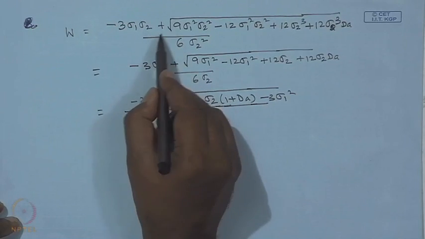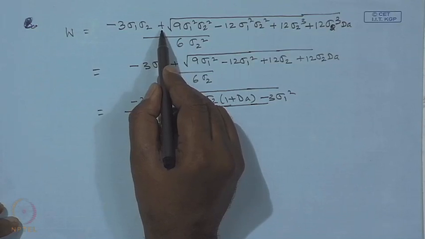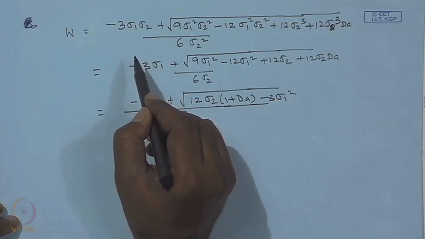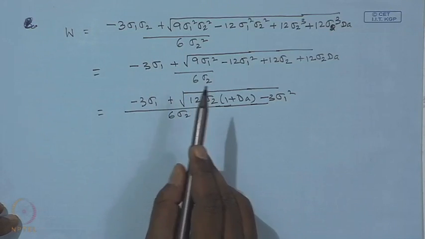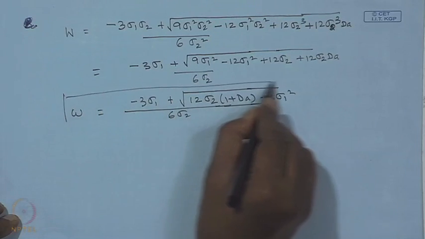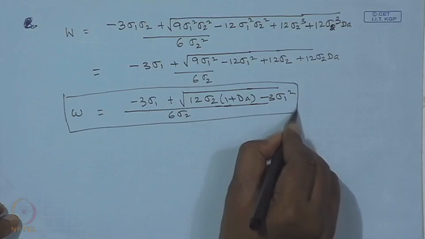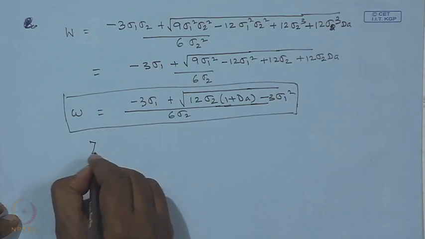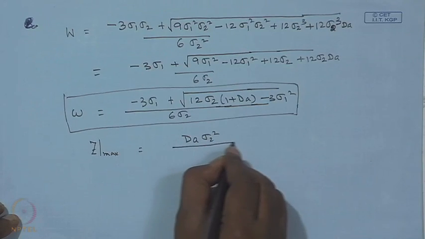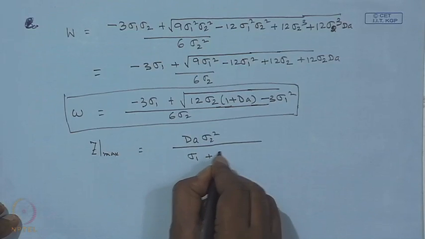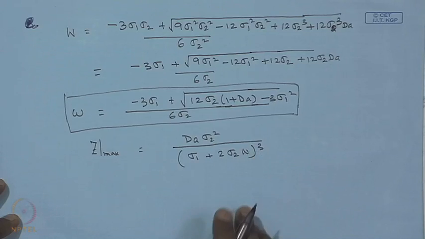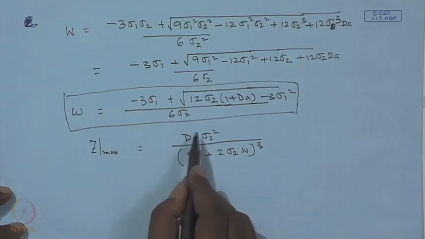We should not take the plus minus root here, we should take only the plus sign. Minus cannot be the thing, because if you take the minus sign, then W turns out to be negative, and W is always positive, a fraction lying in the domain 0 to 1. So, for this value of W, the Z is maximum, and we can put that and see what we get. So, Z max, if you remember, is equal to dA sigma 2 square divided by sigma 1 plus 2 sigma 2 W to the power 3. So, we are going to substitute this value of W here.